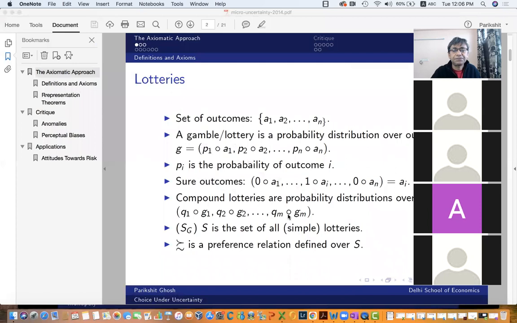For the notation, SG is the set of all simple lotteries, which are direct probability distributions over the outcomes. And S is the set of all lotteries, simple as well as compound. And the preference relationship here will apply to these lotteries that we have just defined. Okay. So you may have two lotteries, each is a probability distribution like this. And the agent has to choose between them. So the agent will be assumed to have some preference over lotteries of this form. And as usual, we'll impose some assumptions or axioms on these preferences and see whether we can get to something useful from that.